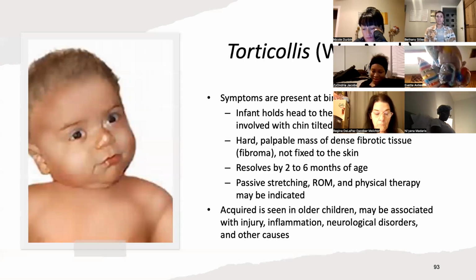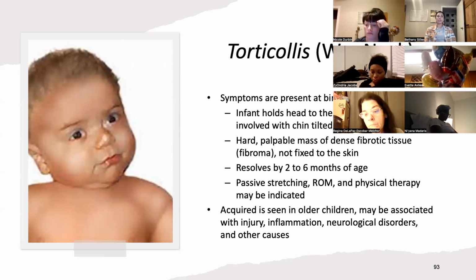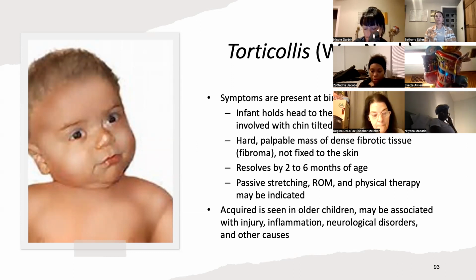So typically we'll see symptoms present at birth. They're going to hold their head to one side. Sometimes you can feel a hard palpable mass over top of the muscle tissue. It should resolve by 2 to 6 months of age. And we use passive stretching and range of motion physical therapy to help stretch out that muscle again.